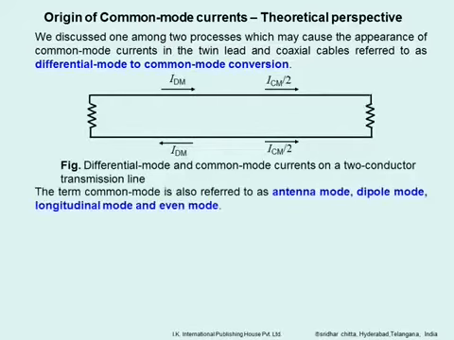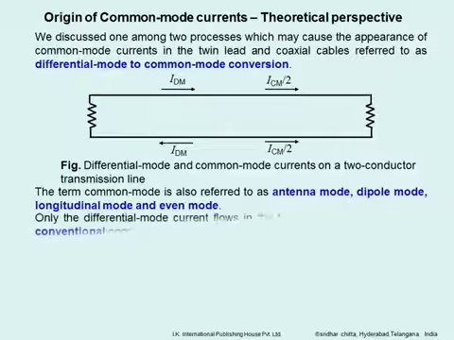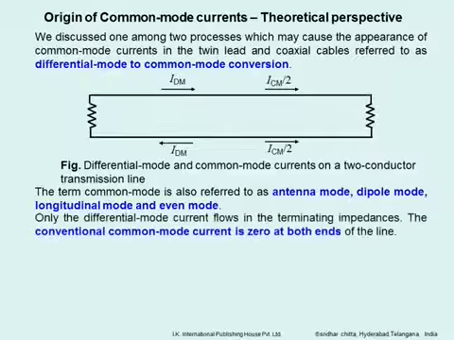The term common mode is also referred to as antenna mode, dipole mode, longitudinal mode, and even mode. Only the differential mode current flows in the terminating impedances. The conventional common mode current is zero at both ends of the line.